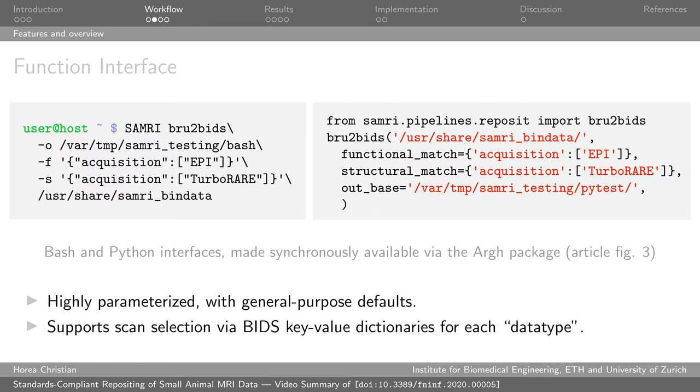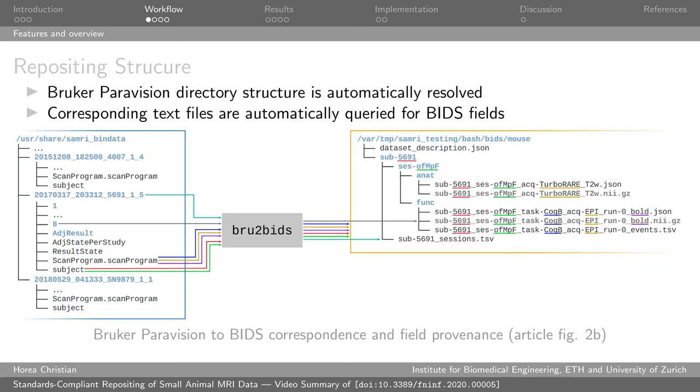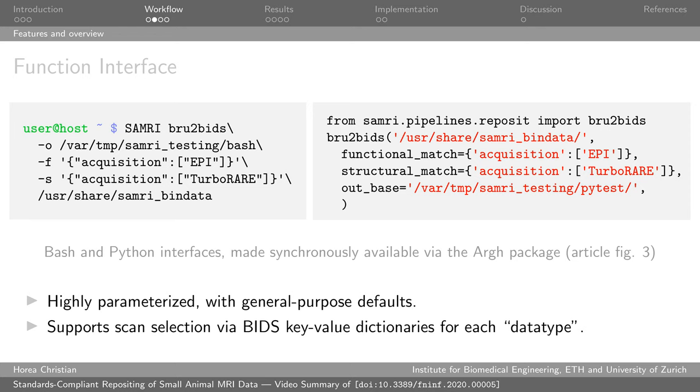The scan selection works via BIDS key value dictionary. So again, if you recall the previous slide, BIDS has these fields which are called sub-5691, or acq-TurboRARE. The first is called the key and the second is called the value. And that's exactly what you do in these dictionaries via which you select which data should be reposited by specifying acquisition and then a list of the accepted values.